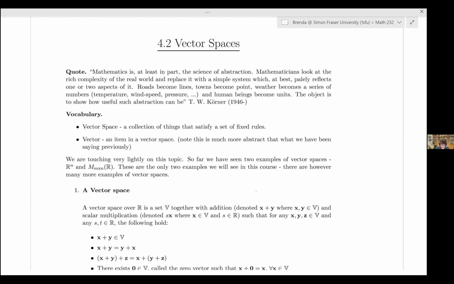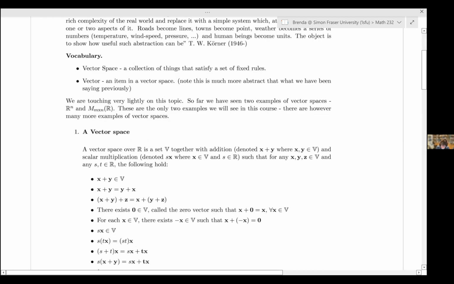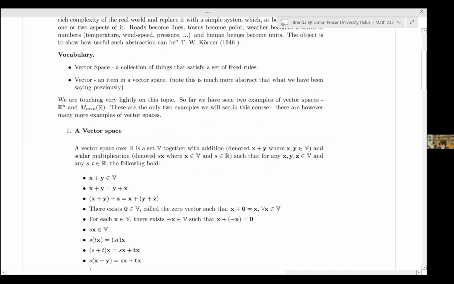So rather than think of a particular example like Rn, or R2, or R3, or R4 as a vector space, which it is, rather than thinking of it as the only type of vector space, we're thinking of a vector space as a collection of objects. They can be kind of anything. We take a collection of objects, and then we allow two operations, addition and scalar multiplication. Those are the two operations that allow us to form linear combinations.